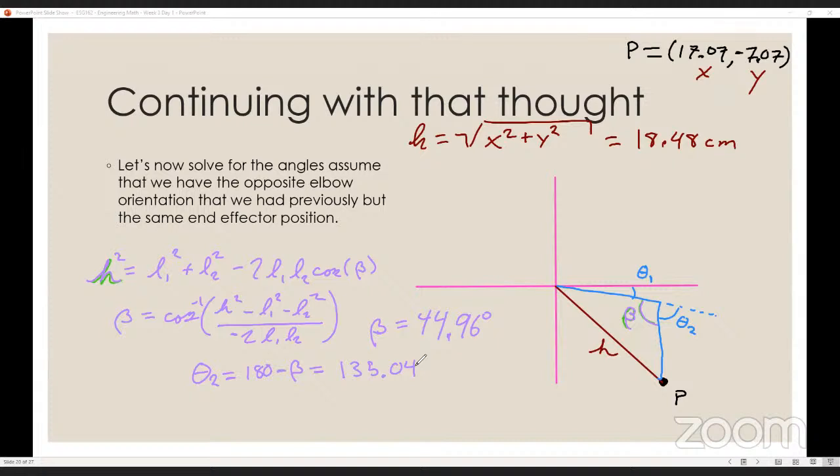Everybody, anybody crunch it? Or no? We just take my word for it. Yeah, I got some thumbs up. All right. Cool. So theta 2 is 180 minus beta, because beta is 180 minus theta 2. So move them over, and so we get 135.